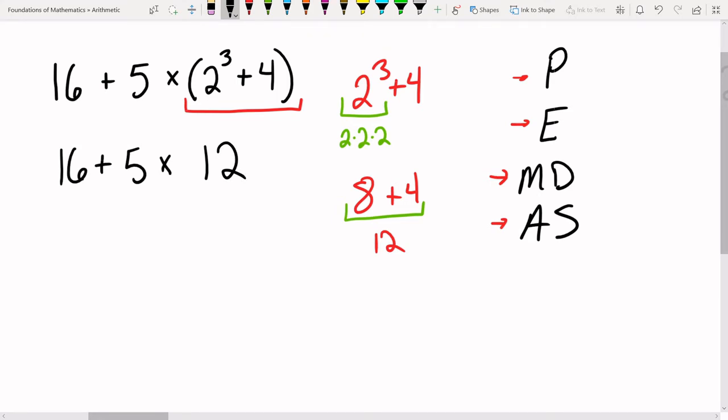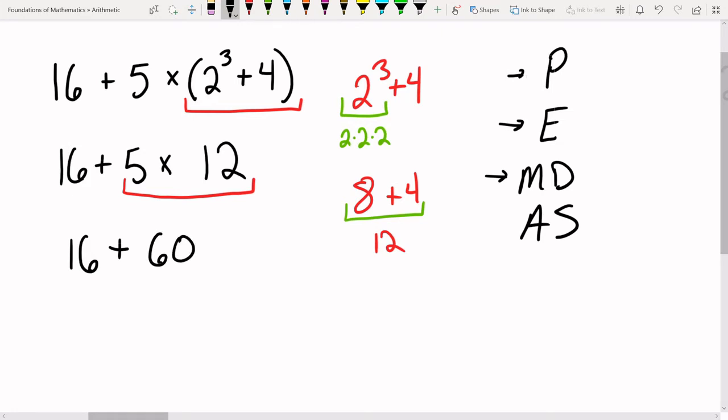Now we can move on to the rest of the order of operations for the original problem. There's no more parentheses, so we don't have to worry about that one. We can look at exponents, and there are none left in the black. Then we can look at multiplication and division, and there are some there. 5 times 12. So we do 5 times 12 first. 5 times 12 is 60.